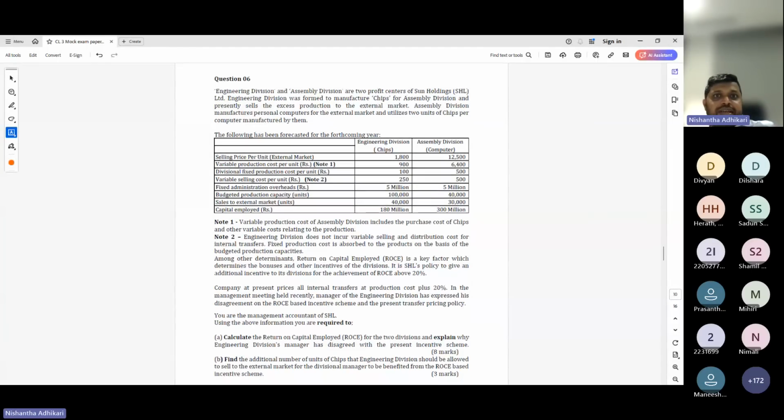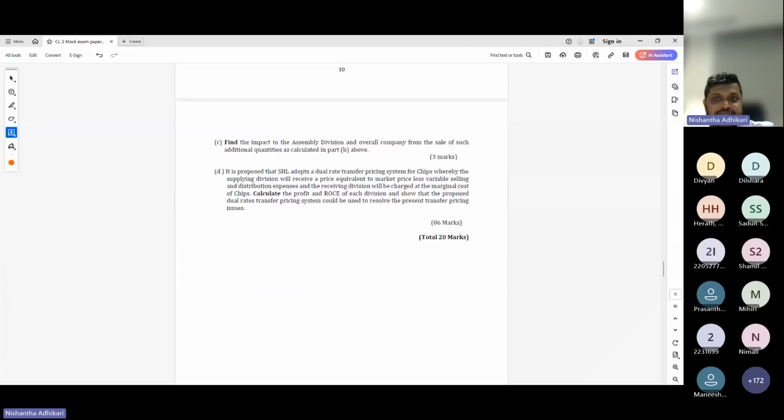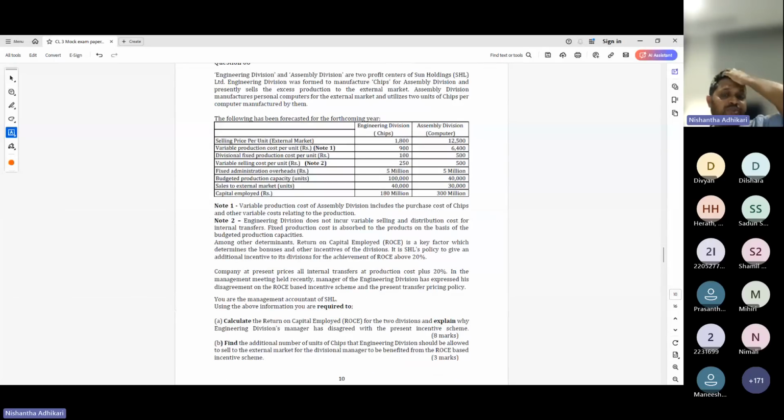Right. Next, question number 6. I think it's a long essay type question. I will explain with the answer script when we are going to compute it. It will take some time.